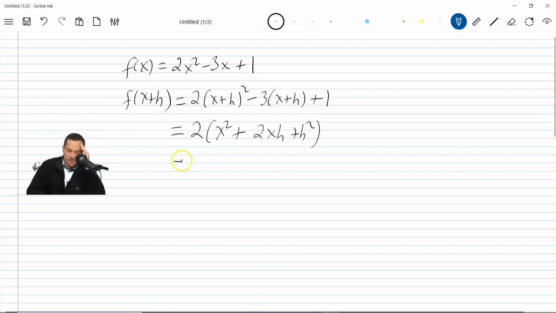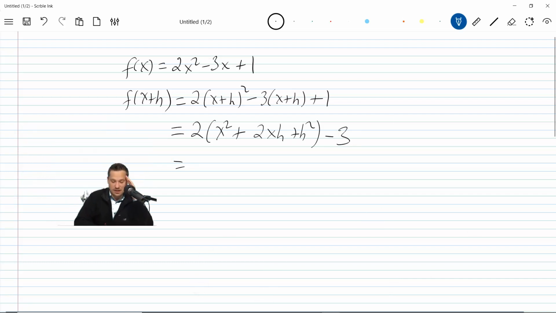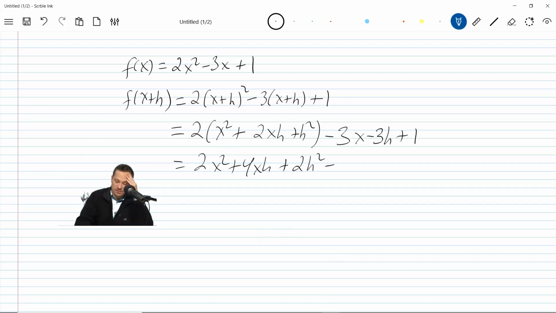Let me move on. And then minus 3, so I'm going to distribute that negative 3 to the x and the h individually here. So that's going to give me minus 3x and then minus 3h and then plus 1. So let's continue. Now distribute the 2 all the way across. So 2x squared plus 4xh plus 2h squared minus 3x minus 3h plus 1.